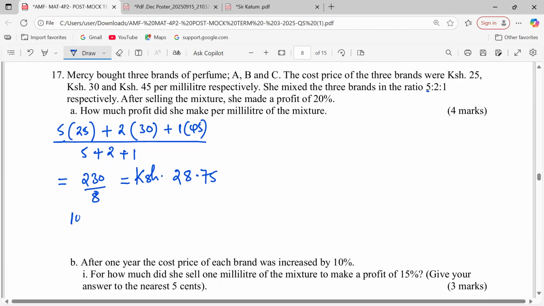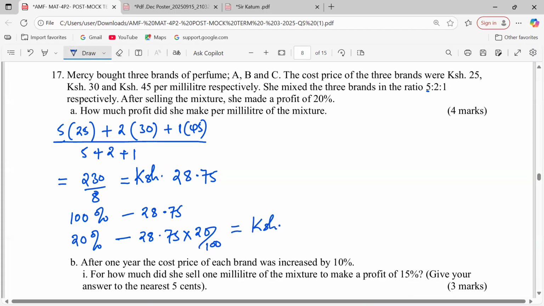Now this business lady, Mercy, wants to make a profit of 20%. So we would say that the cost price is 100%, equivalent to 28.75. What about 120? Okay, how much profit did she make? So we can get the profit itself instead of the selling price. Instead of the selling price, we can get the 20%, which is now the profit. 28.75 times 20 over 100, so that we directly get the profit itself, giving us 5.75.